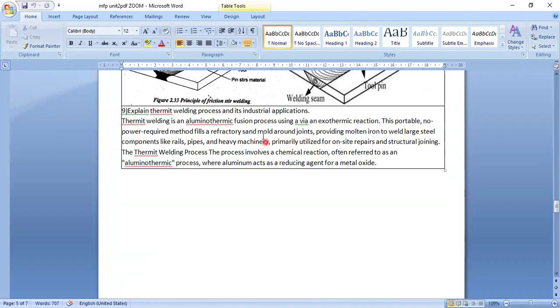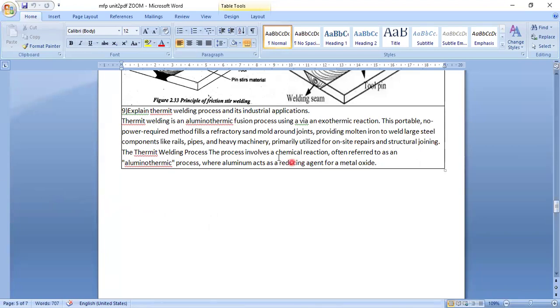You need some sand and refractory, which is easily available in remote areas, providing molten iron to weld large steel components like rails, pipes, heavy duty machineries, on-site repairs, structural joints. So these are on-sites where no electricity is there. We can use this thermite welding.